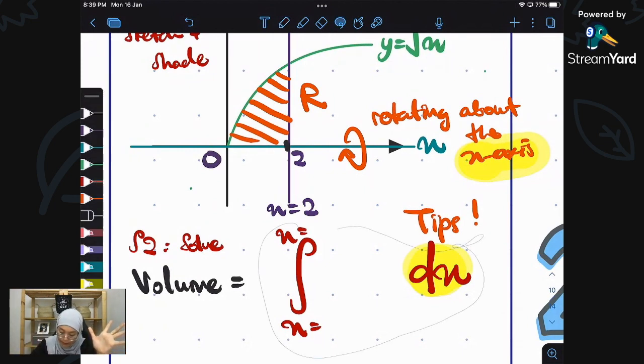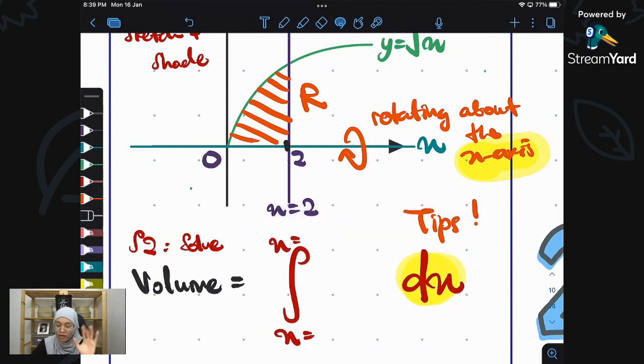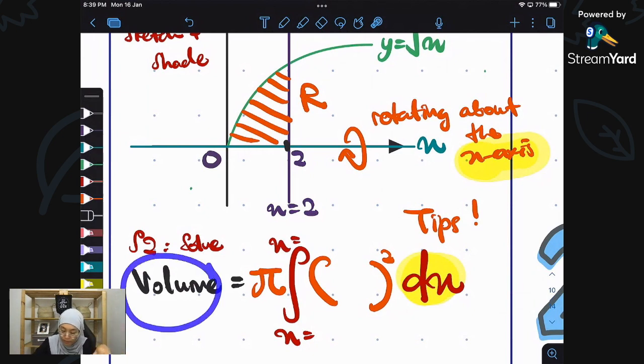Please hafal these tips. These tips will be very useful untuk you all, okay? So volume ini specialnya dia akan mempunyai pi dan juga squared. And then itu je lah perbezaan dia dengan area of a region. Area of a region ada integral and the function, but extranya pada volume ni sebab dia ada pi and also the squared. Kenapa dua ni wujud?